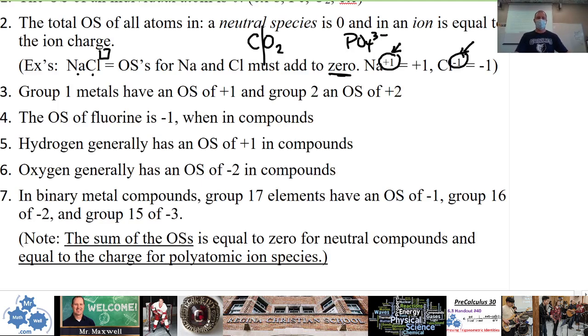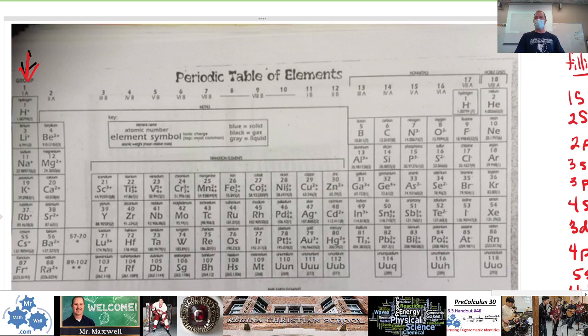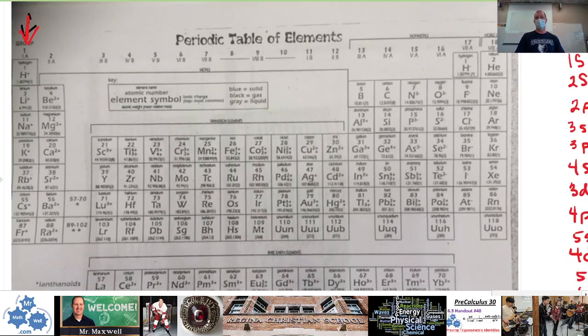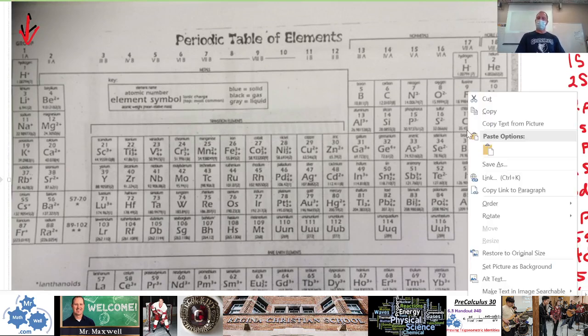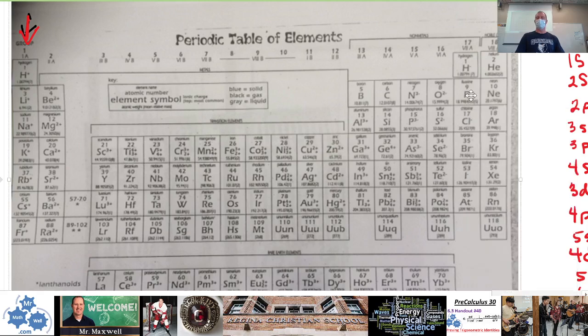Okay, so point number 4. The oxidation state for fluorine is -1 when in compounds. Generally most of these halogens are -1. Fluorine for sure. H is usually +1. This is kind of a funny spot for H. It can be -1 at times, but very seldom. Anyway, fluorine, and most of the time chlorine, bromine, and iodine are also -1. So these ones are generally -1, but fluorine for sure.